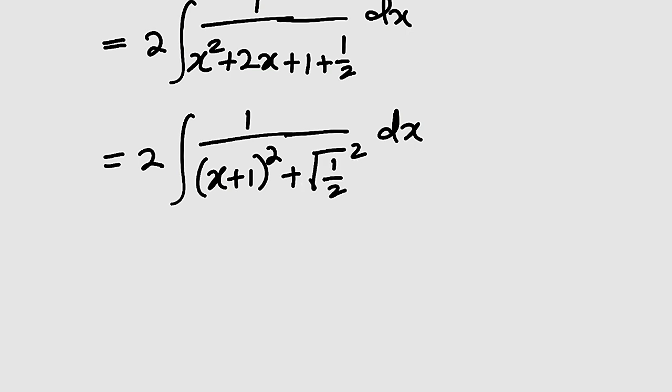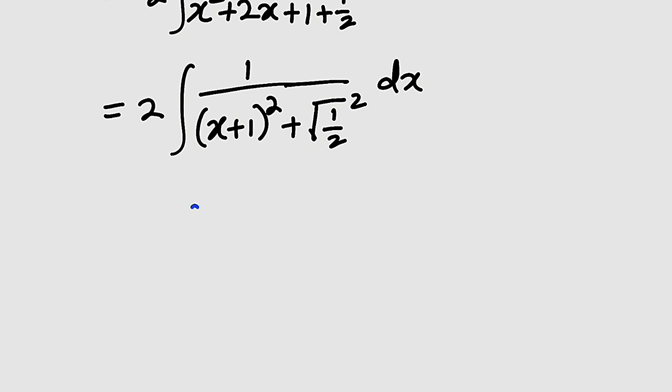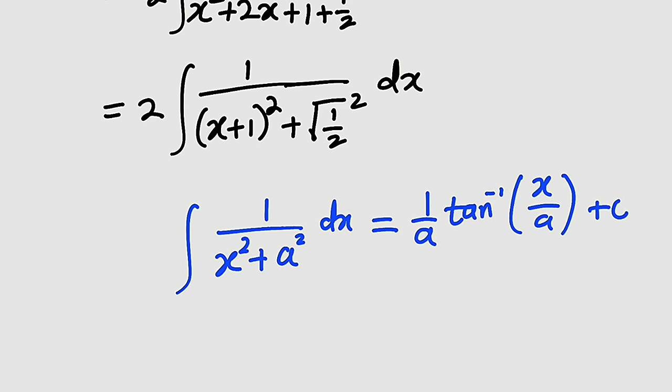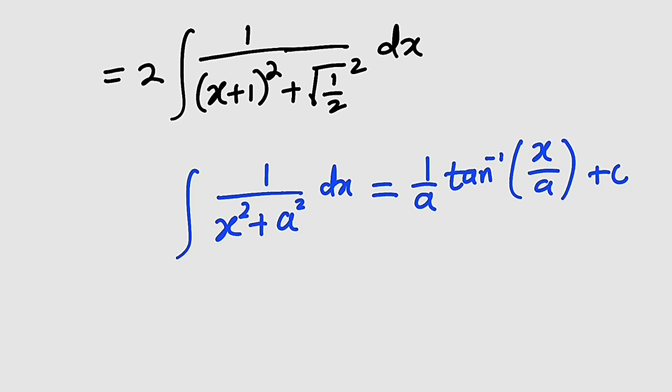Remember that if you have the integral of 1 divided by x squared plus a squared, with respect to x, this is equal to 1 divided by a, multiplied by arctangent or tan inverse of x divided by a, then plus the constant of integration. So let us apply the same thing in integrating this function.